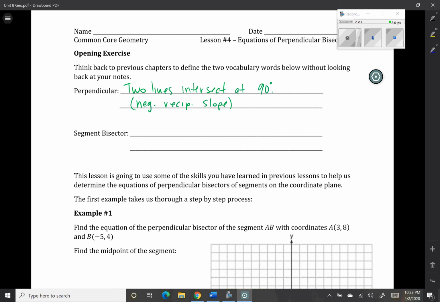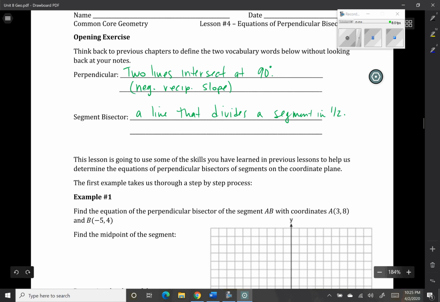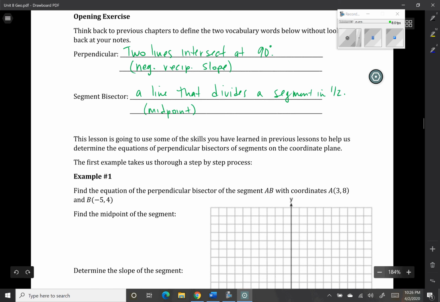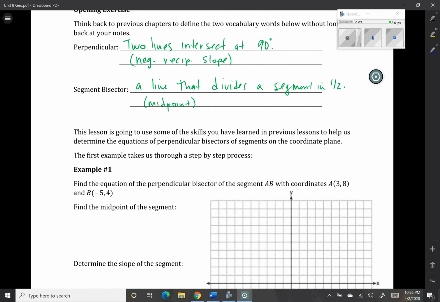A segment bisector, right, is a line that divides a segment in half. Now again, that's great, but let's talk about coordinate geometry here. If I take a segment and cut it in half, that's me finding the midpoint. So we're going to take these 2 things and put them together. And the best way for us to really do this is to look at the process. The process is pretty straightforward.